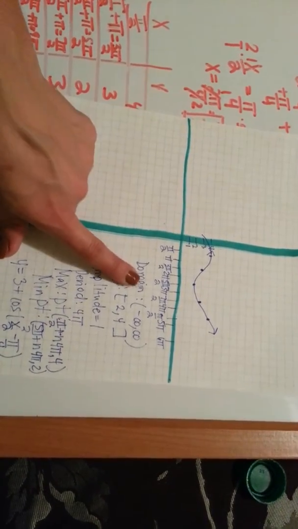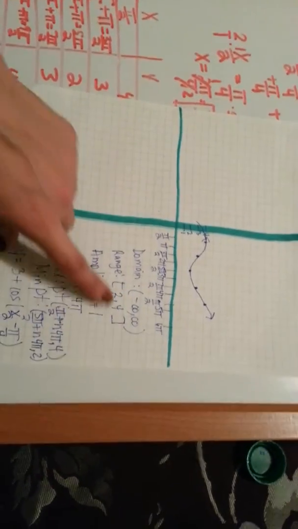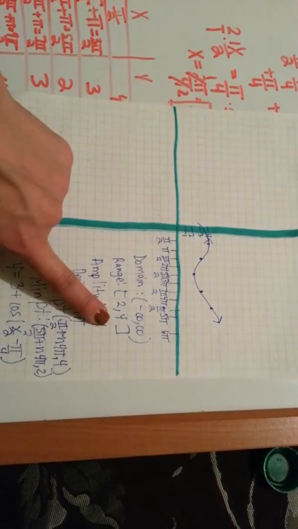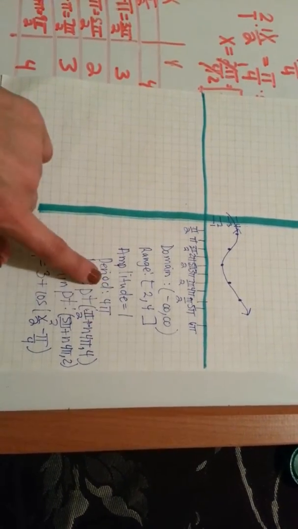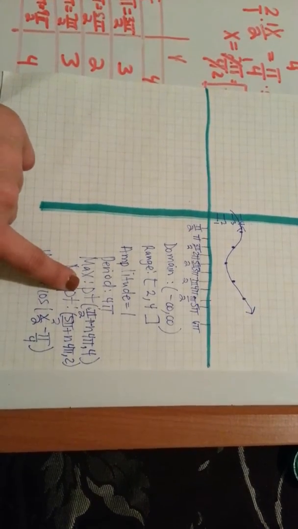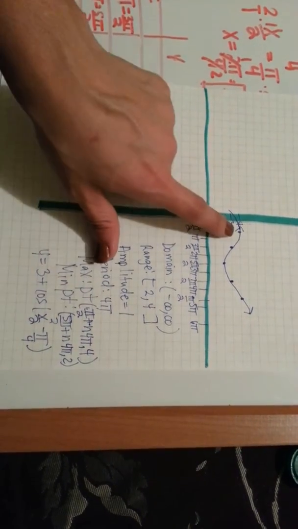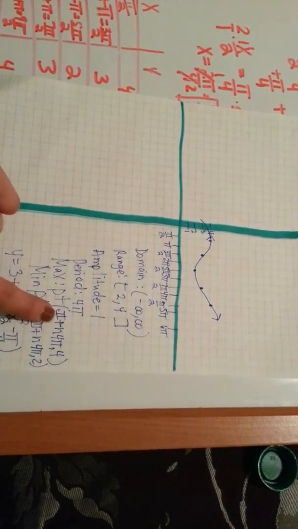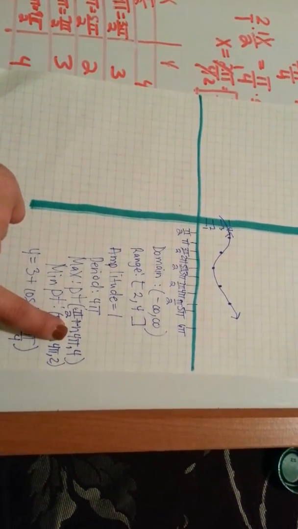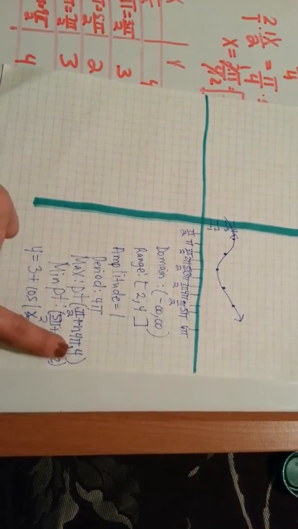And our domain in this case is negative infinity to infinity. Our range is 2 to 4, because it ranges from 2 to 4. Our amplitude is 1, like we figured out before. Period is 4 pi. Our maximum point will be pi over 2, because our maximum point up here is at pi over 2 at the 4. So it's pi over 2 plus n times period. And our period is 4 pi, comma 4.